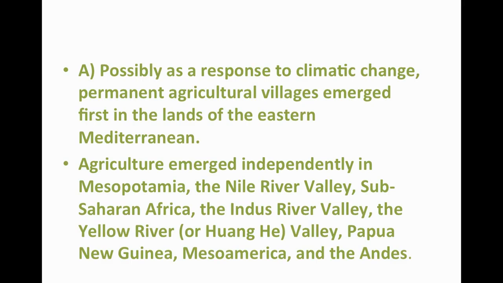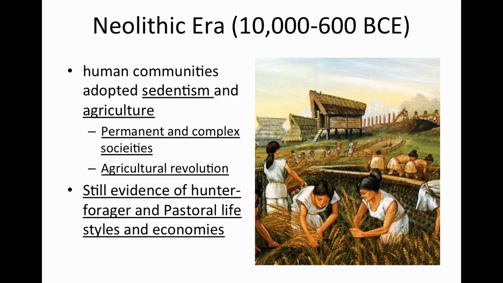All right, so the evidence strands would be that as a response to climatic change, permanent agricultural villages emerged, first in the lands of the Eastern Mediterranean or Mesopotamia. The continuation of that strand would be that agriculture emerges independently in Mesopotamia, the Nile River Valley, the Sub-Saharan African valleys, the Indus River Valley, the Yellow River Valley, Papua New Guinea, Mesoamerica, which is Mexico, and the Andes. So you want to be familiar with these regions and how the people lived in these regions, and that's what we're going to go over now.